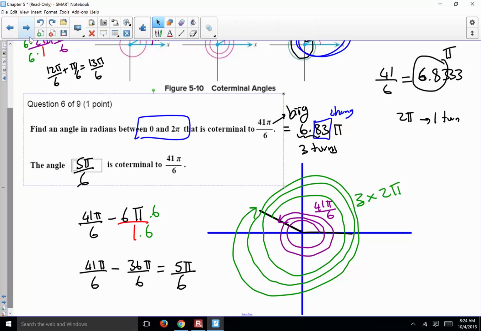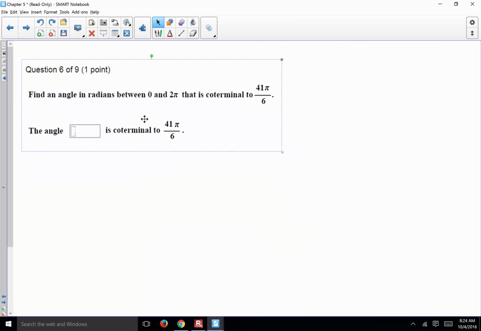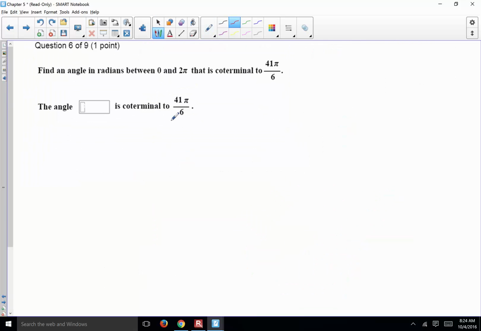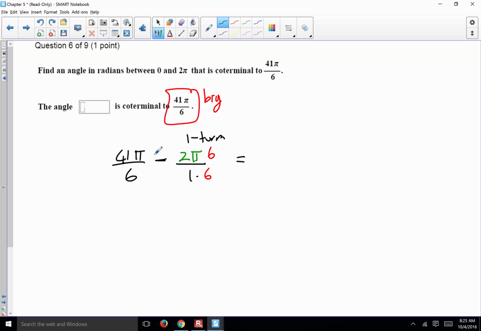Alright, let me repeat with another idea, which is trial and error. First, do you have a feeling this is a big positive angle? 41 over 6 is a big number. So I first take it back 1 turn, because this cycled so many times. What happens if you take it back 1 turn? You're taking 2 pi off, right? Multiply both sides by 6, and 41 minus 12 is 29.